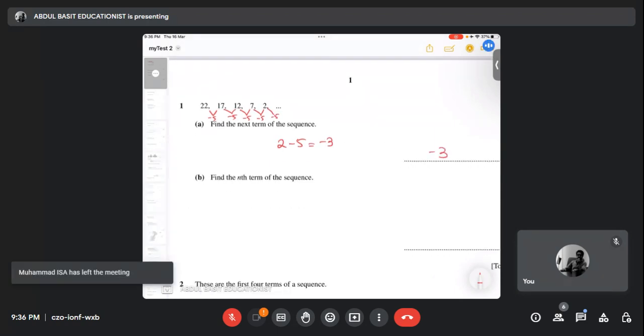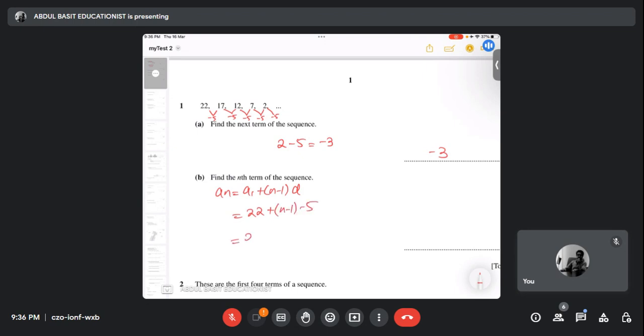Now they say find the n term of the sequence. We know that the sequence is an arithmetic sequence. An is equal to a1 plus n minus 1 into d. A1 is the first term, 22, plus n minus 1, and the difference is -5. So 22 minus 5n plus 5. Arrange it: -5n plus 22 plus 5. So -5n plus 27.